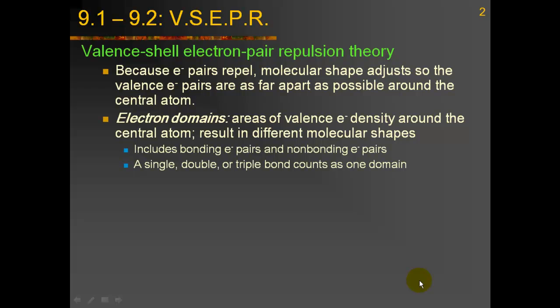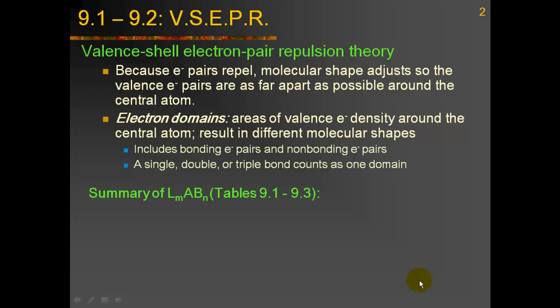One thing a lot of you had trouble with on the lab yesterday was recognizing that a double and triple bond will actually be considered only one electron domain. That is one area that the electrons are focused in, so we're not going to consider it three different bonds being three different electron domains. A single, double, and triple bond are all one electron domain.